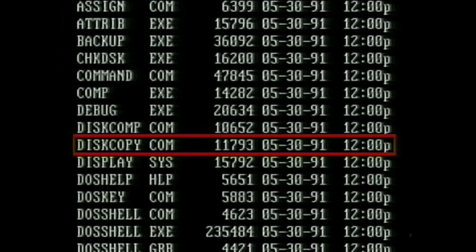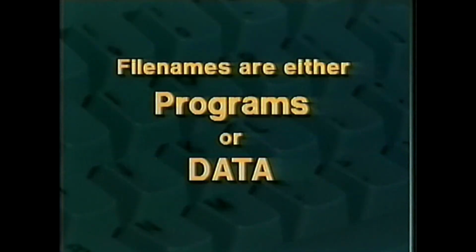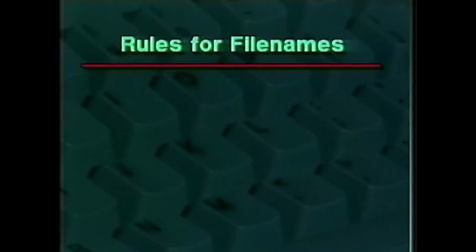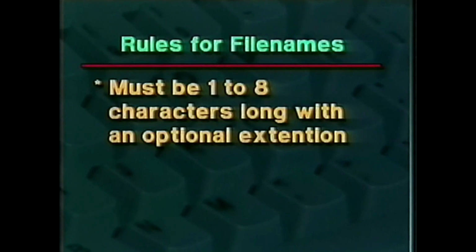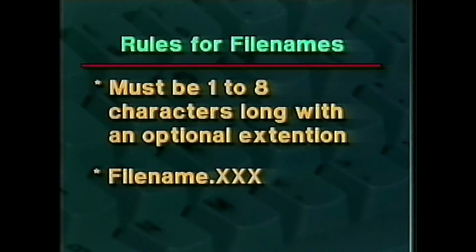Other disks or directories may contain files that are lists of information like names and addresses, or they may be word processing documents like your letter to a friend. Files are either programs or data. DOS has certain rules about file names. A file name can only be 1 to 8 characters long with an optional extension. An extension is a period followed by 1 to 3 characters. The period does not show up in this file listing.